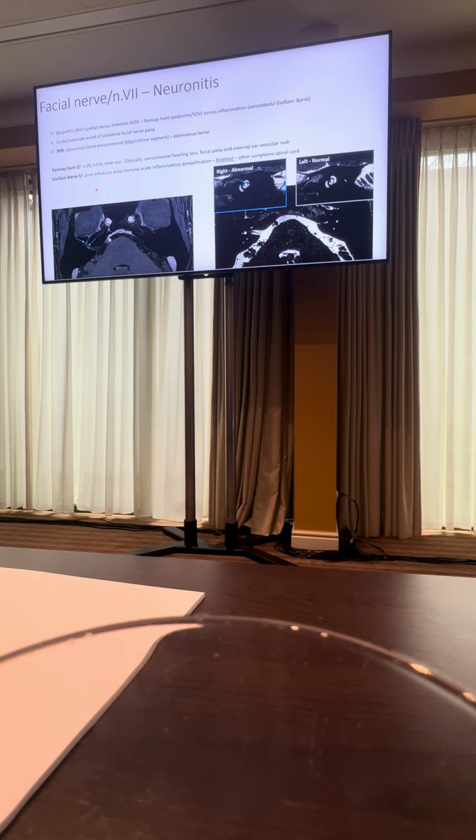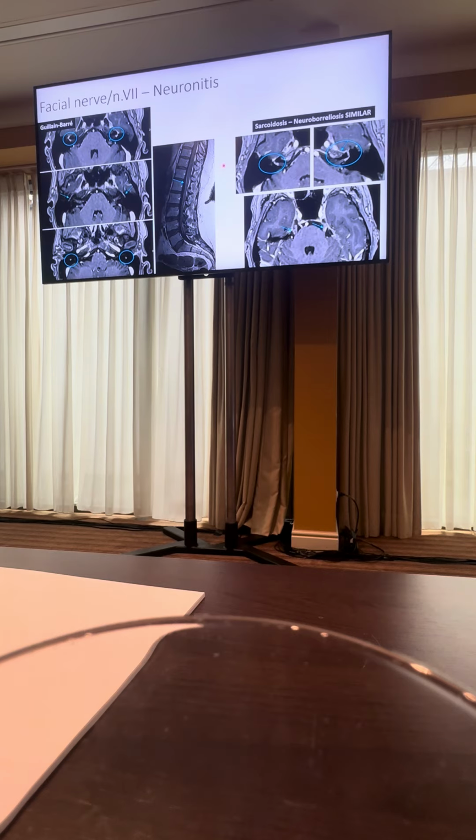Because we are not able to differentiate between, for example, a Ramsay-Hunt with the 7, the 8, and the inner ear, or a Guillain-Barré syndrome, which is post-infectious autoimmune acute inflammatory demyelination. Often the only thing that can help you is that Guillain-Barré is often bilateral. So the thing is, you will need to describe it, and sometimes you have the other findings, like this was a Guillain-Barré bilateral. It's quite typical, so neurologists know if you have a bilateral 7, it's most likely Guillain-Barré.